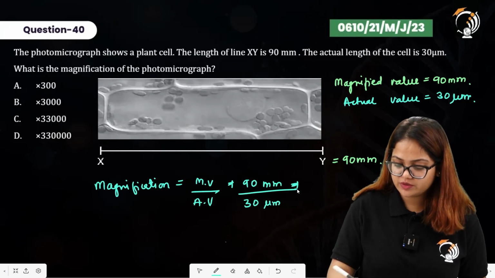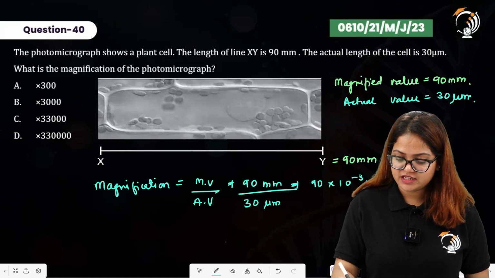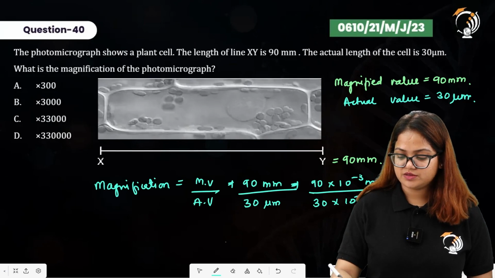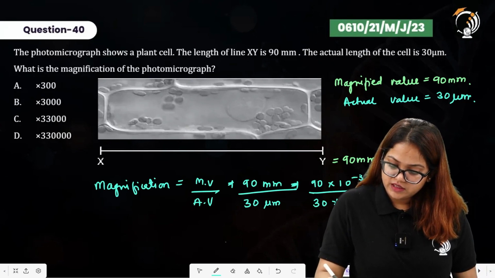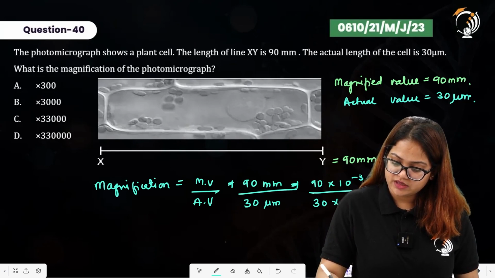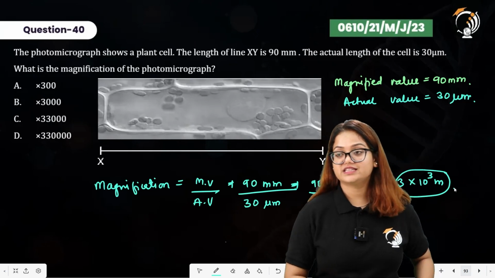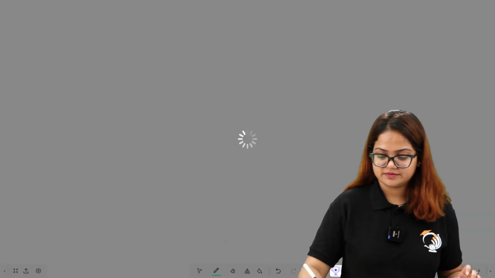So you're going to convert these units. 90 into 10 to power minus 3 meter, 30 into 10 to power minus 6 meter. So this is 3 into 10 to power 3, 3000 times. Alright, so you've got the answer as 3000 times as the right answer. Option B here is the right one.